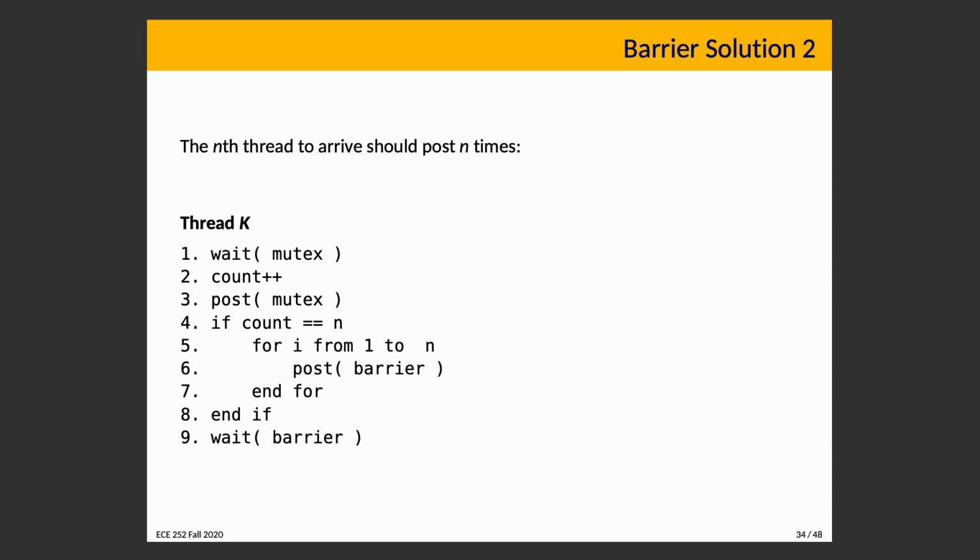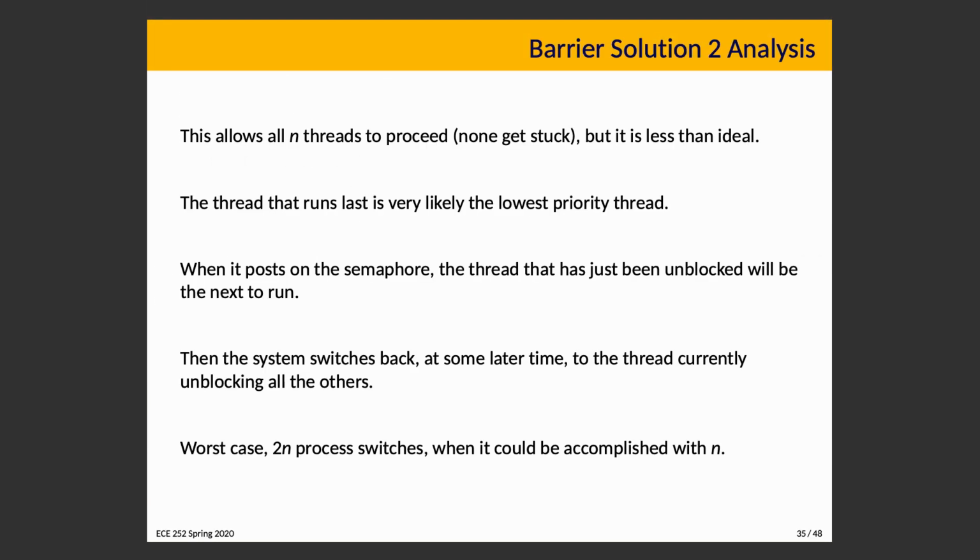The answer to this is, well, yes, our wait and post statements are now balanced. I wouldn't say we're finished with this solution yet, but our wait and post statements are balanced. So we have enough waits and enough posts. Nothing to complain about there. There is a potential efficiency improvement that we could make to this. This allows all the threads to proceed, but whichever thread gets there last is probably the lowest priority thread.